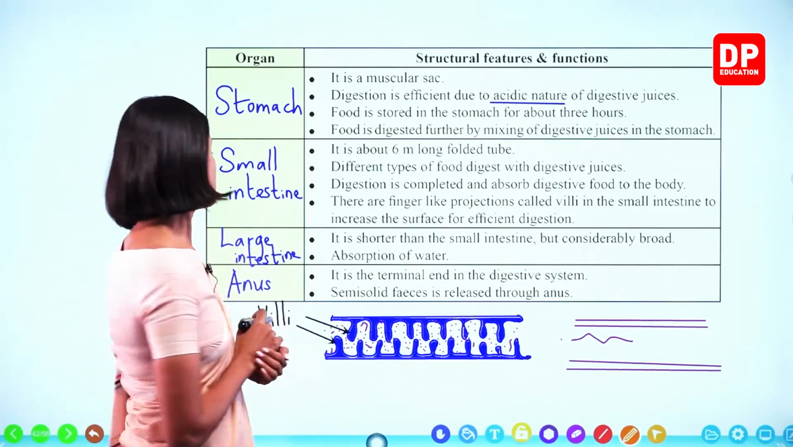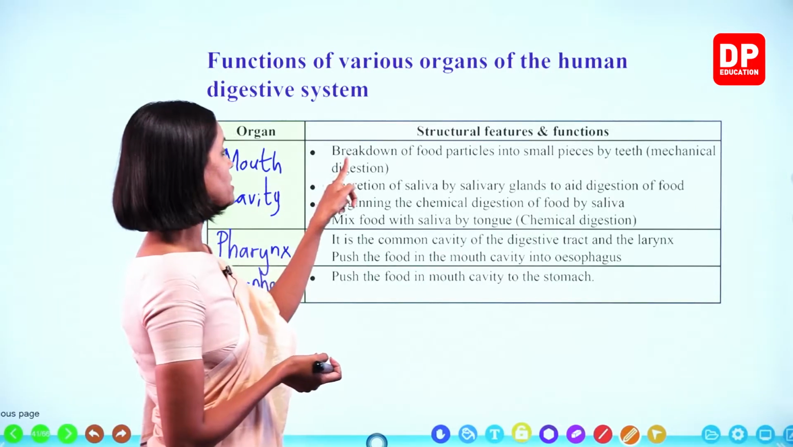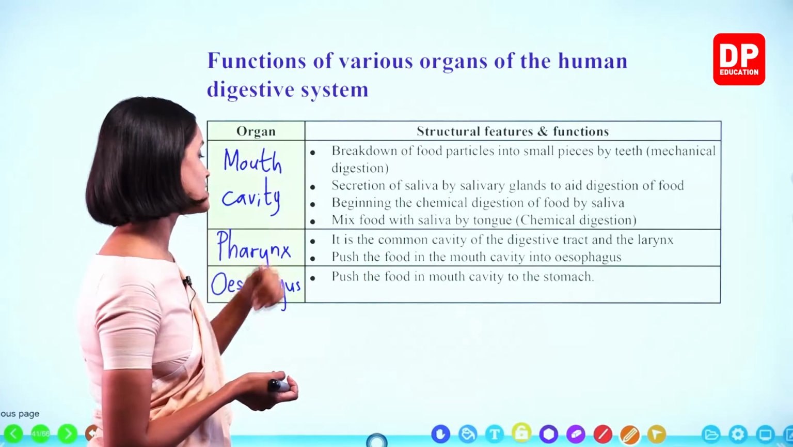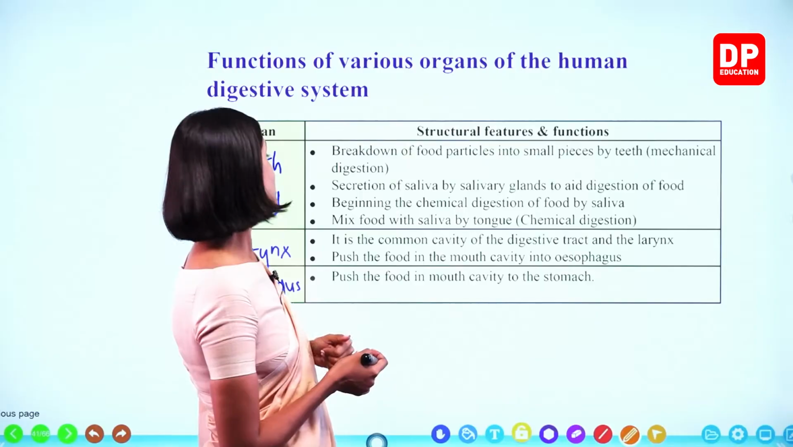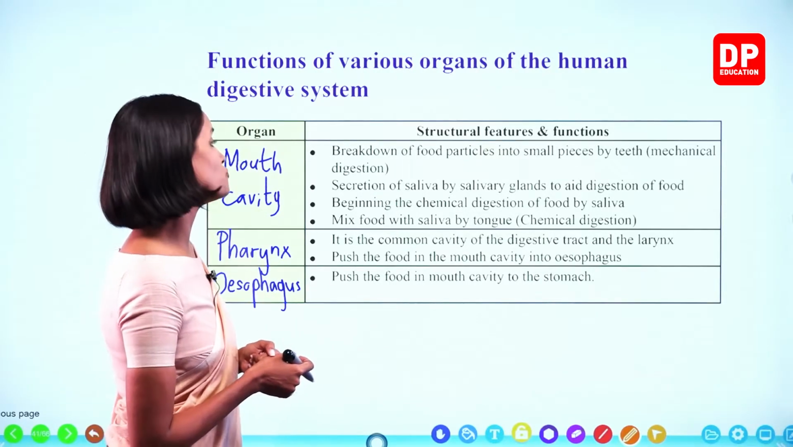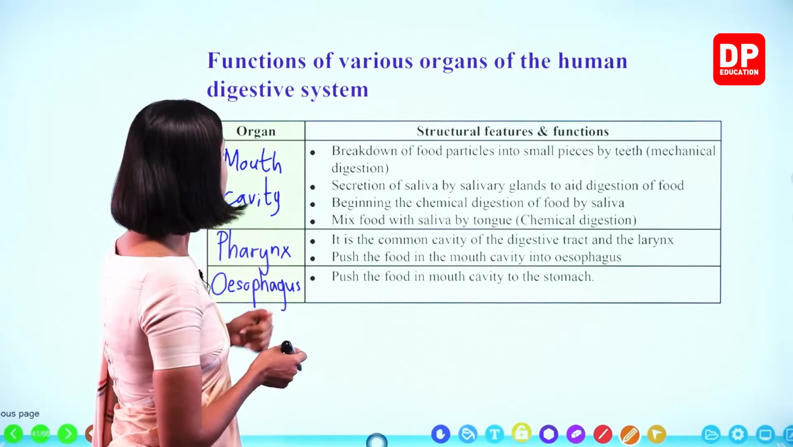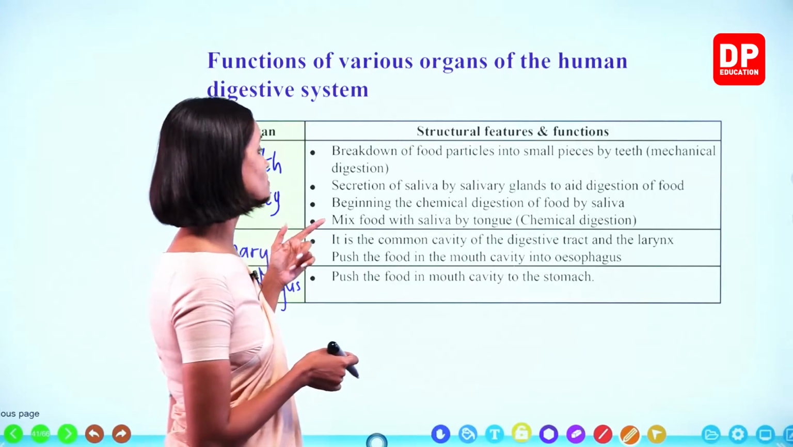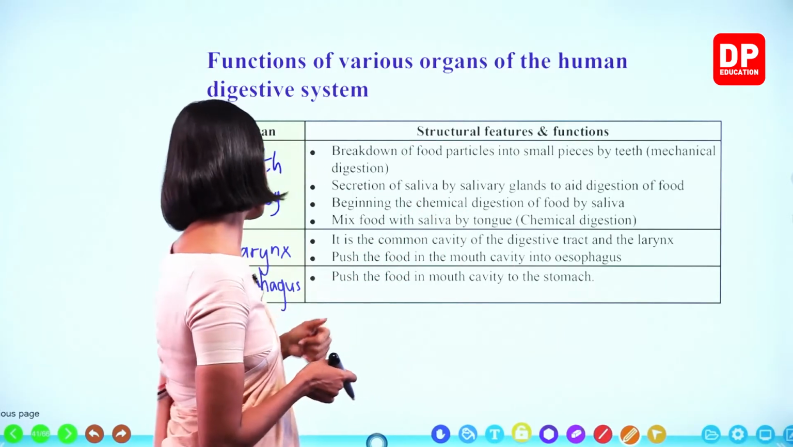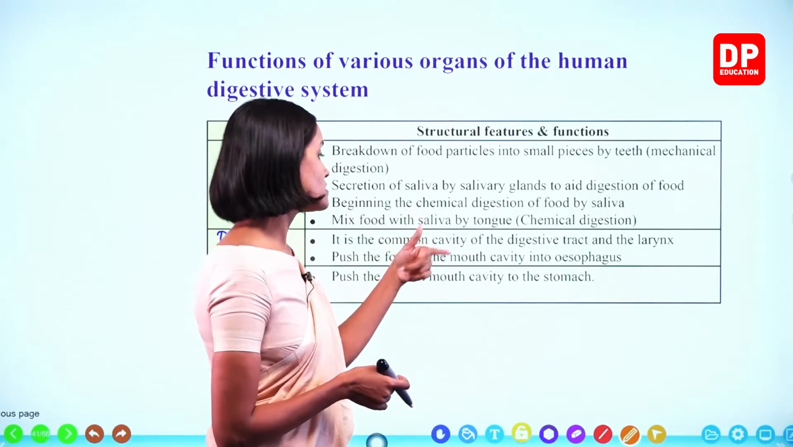Right, children? So let's go through this list again. Mouth cavity: breakdown of food particles into small pieces by teeth. This is the mechanical digestion. Secretion of saliva by salivary glands to aid digestion of food. Beginning the chemical digestion of food by saliva and mixing food with saliva by the tongue. Right? Pharynx is the common cavity of the digestive tract, and the pharynx pushes the food in the mouth cavity into the esophagus. Then the esophagus pushes the food to the stomach.